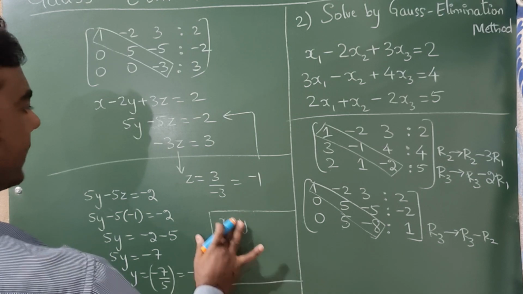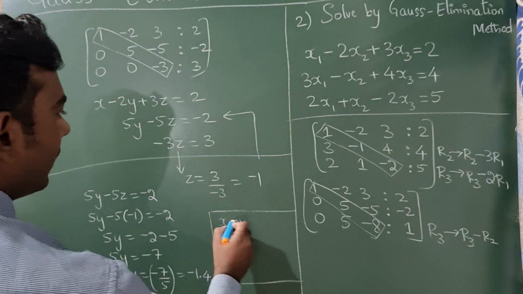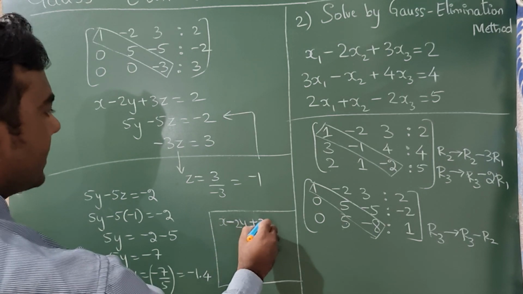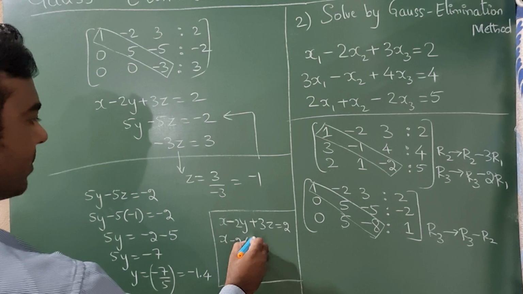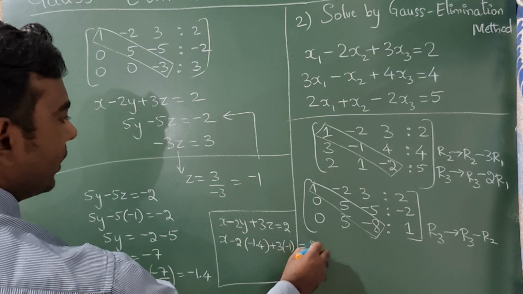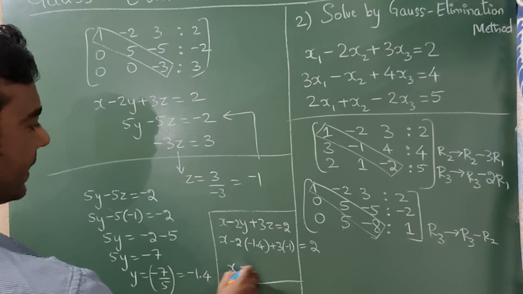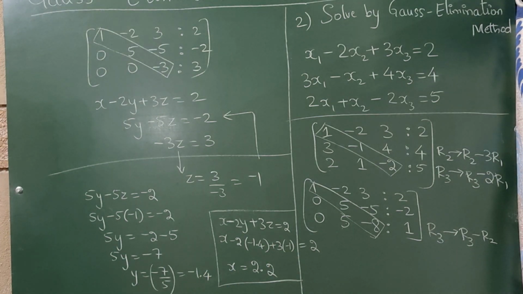x minus 2y plus 3z is equal to 2. x minus 2, y value is minus 1.4, plus 3 into minus 1 is equal to 2. If you calculate this in a calculator, you will get the x value as 2.2.